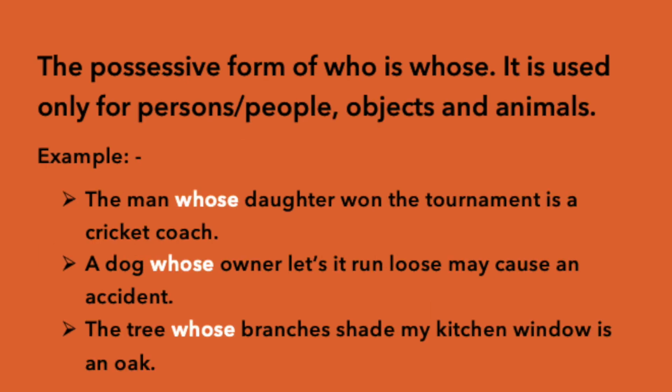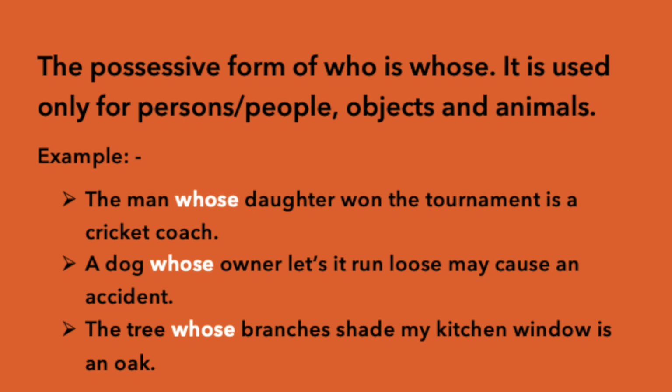The possessive form of who is whose. It is used only for persons, objects and animals. For example, the man whose daughter won the tournament is a cricket coach. We usually use whose as a relative pronoun to indicate possession by people and animals. In more formal styles, we can also use it for things. For example, a dog whose owner lets it run loose may cause an accident.